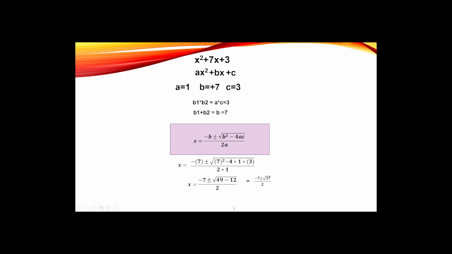Okay, here we have two terms: x equal to minus 7 plus square root of 37 whole divided by 2, and x equal to minus 7 minus square root of 37 whole divided by 2. We can write it as x equal to minus 7 plus square root of 37 by 2 and x equal to minus 7 minus square root of 37 by 2. Therefore, these two are the zeros of the quadratic polynomial x square plus 7x plus 3.